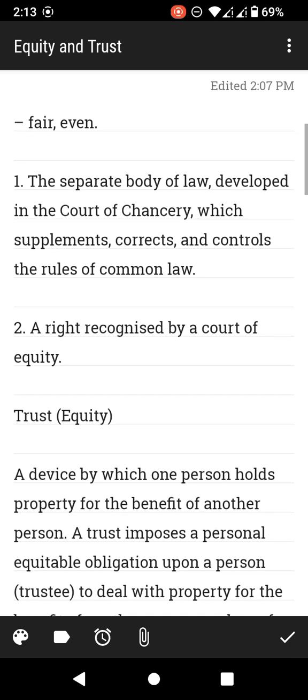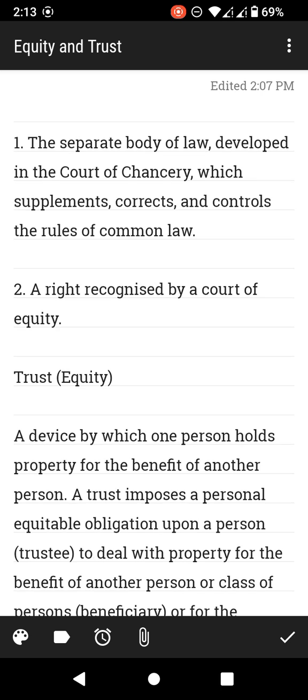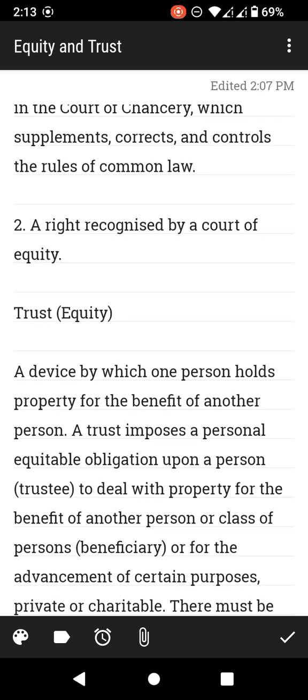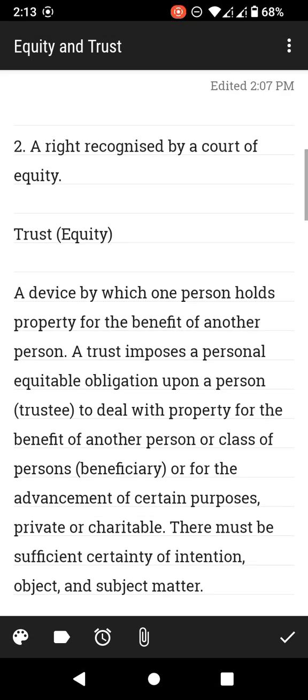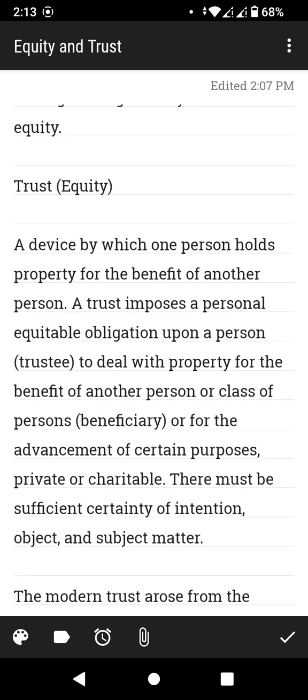So next we see trust, or equity, a device by which one person holds property for the benefit of another person. A trust imposes a personal equitable obligation upon a person, the trustee, to deal with property for the benefit of another person or class of persons, the beneficiary, or for the advancement of certain purposes, private or charitable. There must be sufficient certainty of intention, object, and subject matter.